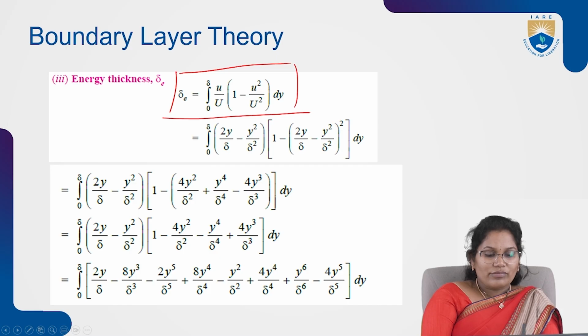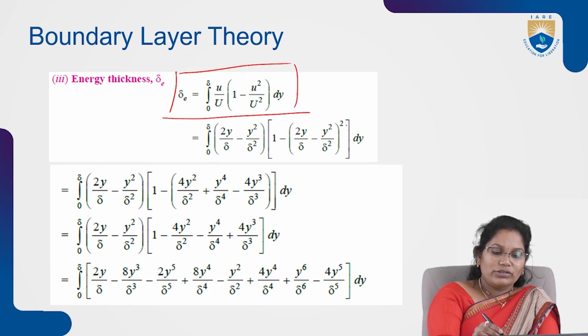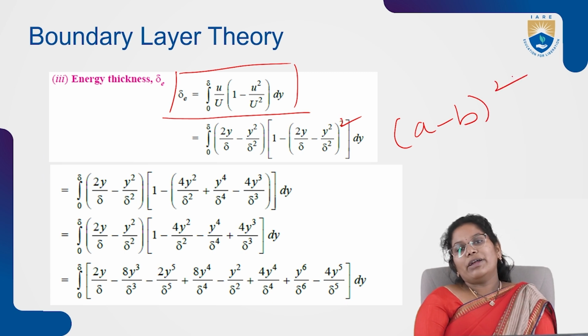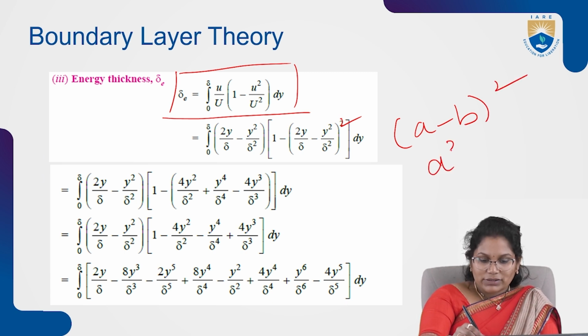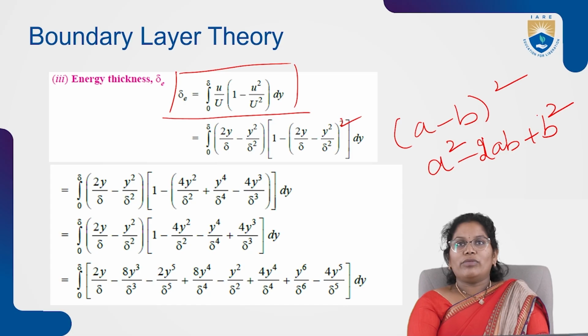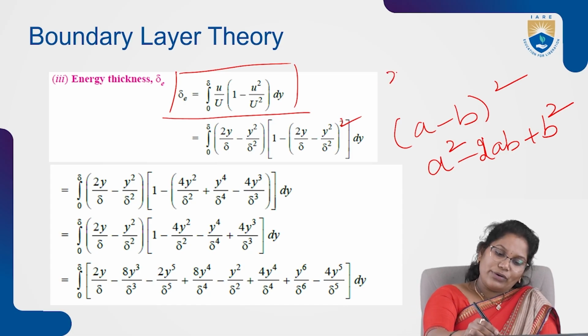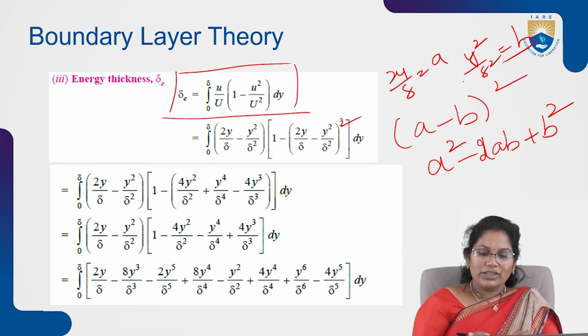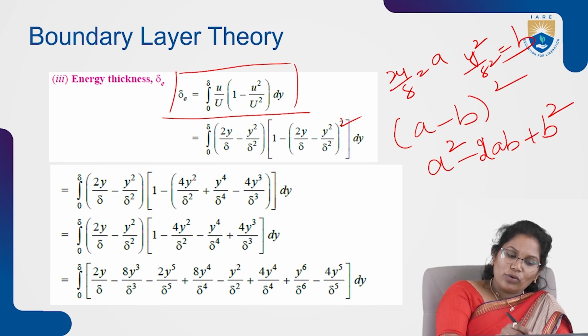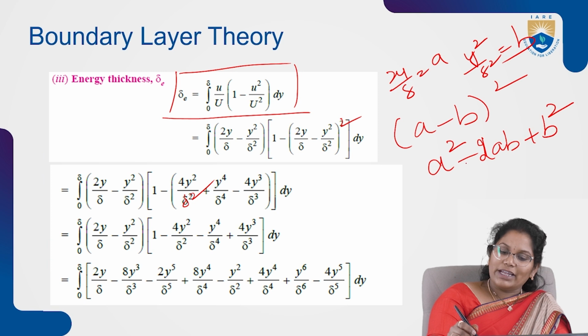So here again, first we have a square. A minus B whole square is what? A square minus 2ab plus b square. This is the formula we are using. Here 2y by delta is a and y square by delta square is b. So first one is a square. So a square, 2y by delta, will become 4y square by delta square. This is a square.